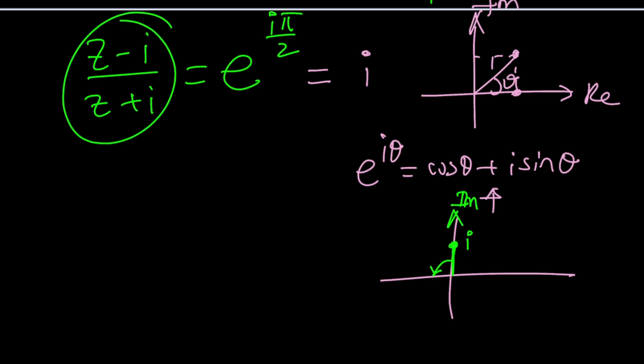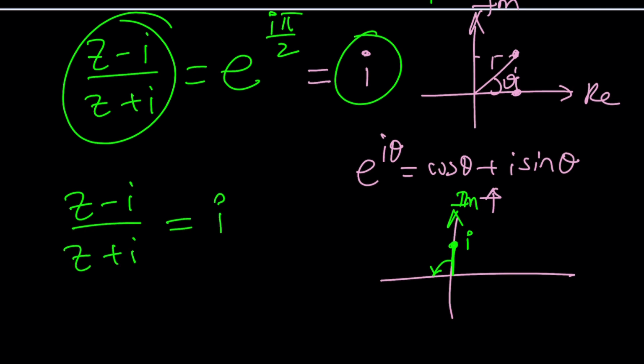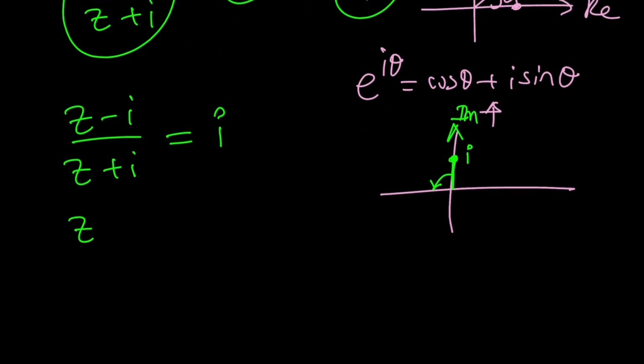All right, now, so this is i. Okay, now we got a much simpler equation, right? Forget about all the natural log and all that crazy stuff. Let's just solve for z. Easy, right? So let's do it. Cross multiply: z minus i equals zi plus i squared. One thing that you should never ever forget. i squared is -1.